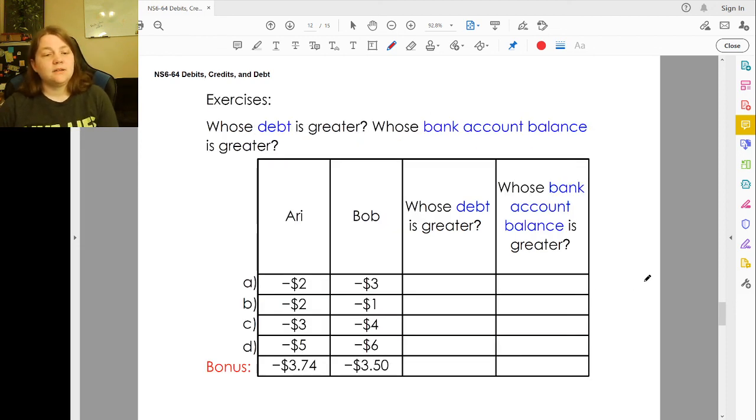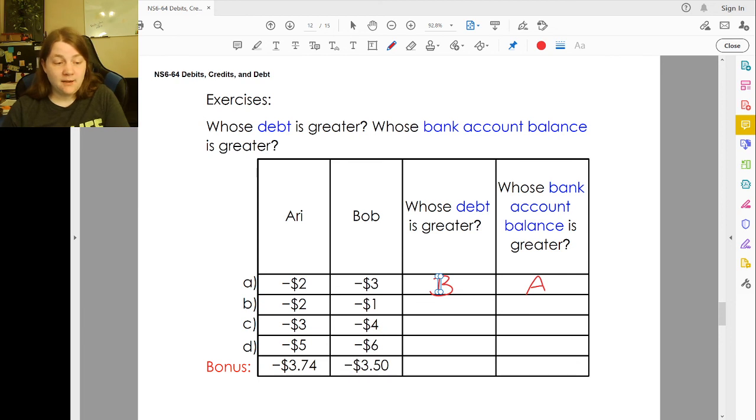So let's take a look and figure out whose debt is greater and whose bank account is greater. Let's take a minute to look at this, pause the video, and when you come back, we'll talk about it. Welcome back. The greater debt in letter A is Bob. The bank account balance that's greater in letter A is Ari's. Ari has more available than Bob does. Even though Ari doesn't actually have anything, Ari owes money.